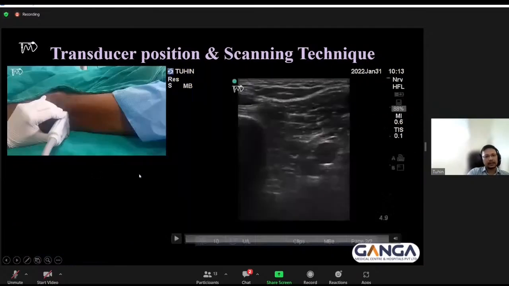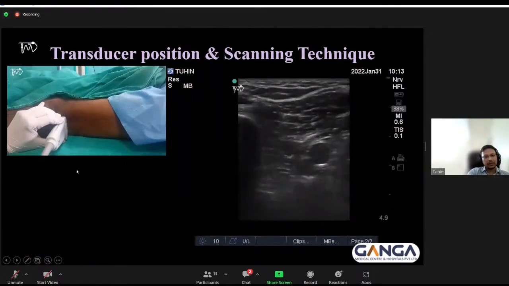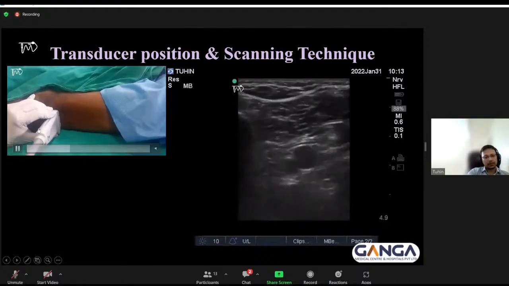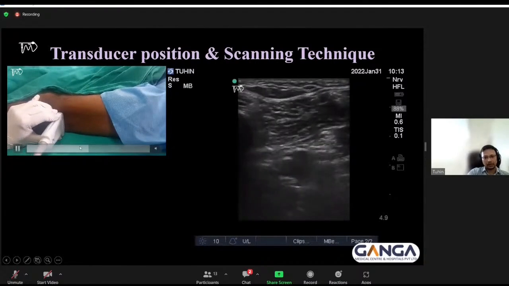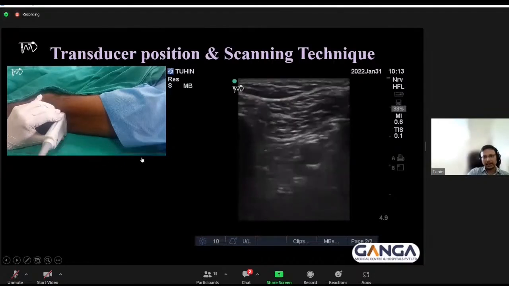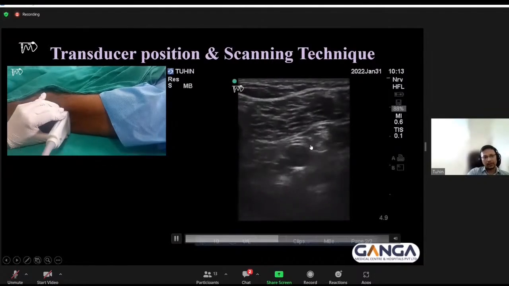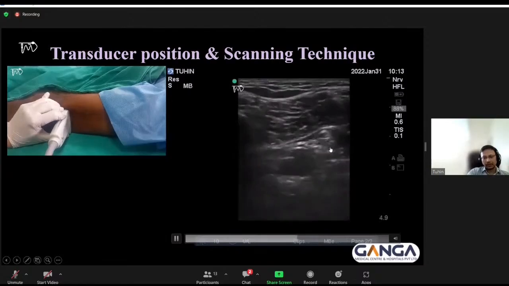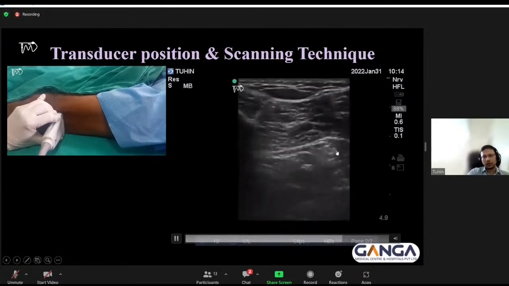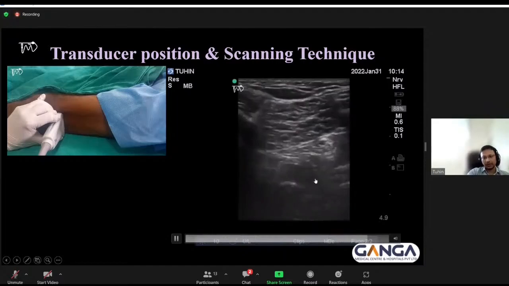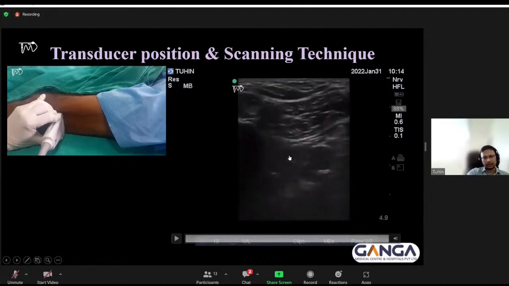So this is the scanning technique. As you can see, first I have kept the probe over the distal thigh, just proximal to the popliteal crease, and then slowly I am going up, going cephalad. You can see the two divisions here joining to form the sciatic nerve along with the popliteal vessels.